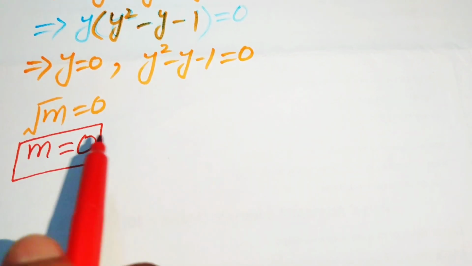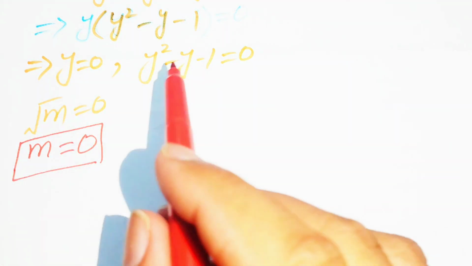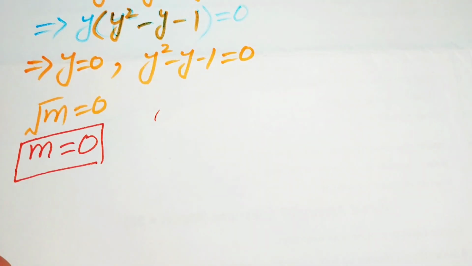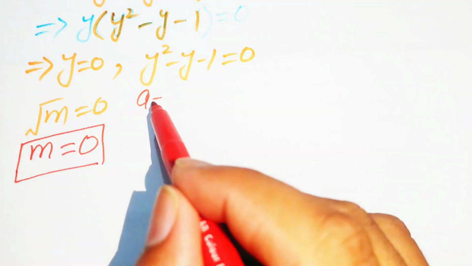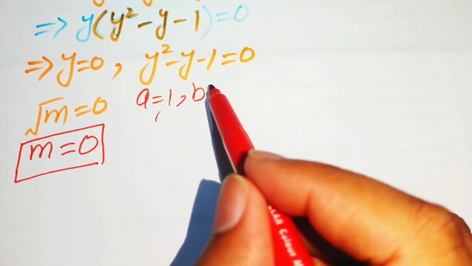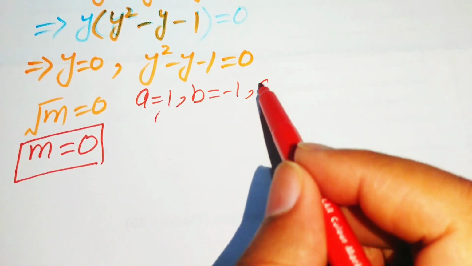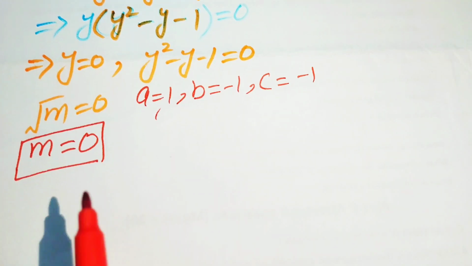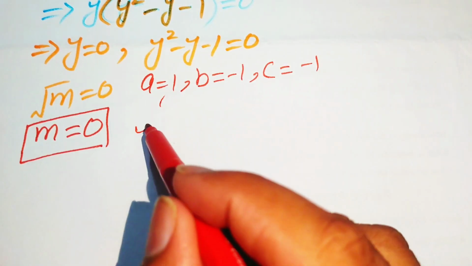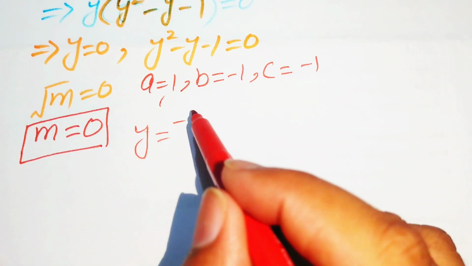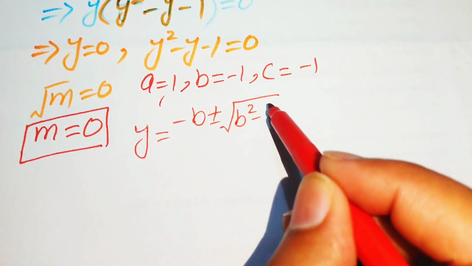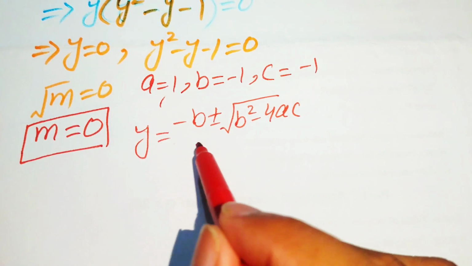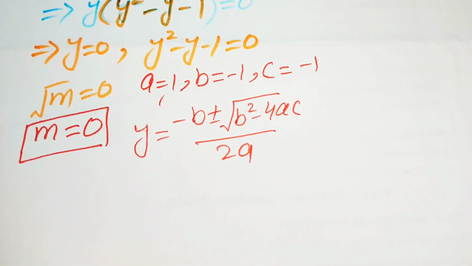Now in order to find the other roots, we need to solve this quadratic equation. First we write the coefficients of this equation: a equals 1, b equals minus 1, and c equals minus 1. And we know that our quadratic formula is written as minus b plus minus square root of b square minus 4ac, divided by 2a.